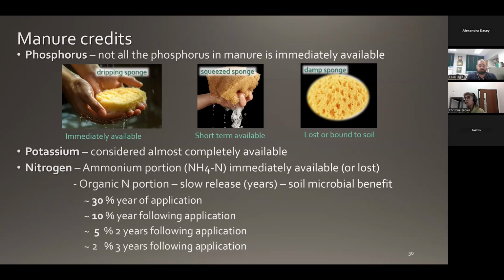The organic portion is slow release. It can be basically years that we're still going to see some of that organic nitrogen, especially in some of those solid manures like poultry manure. It provides the soil microbial benefit, and I'm going to talk about that in a few slides. So generally, the organic nitrogen portion, we assume, and again, it depends a little bit on carbon to nitrogen ratios, bedding, that kind of thing, but we assume generally 30% of that nitrogen is available in the year of application, 10% the following year, 5% the year after that, 2% the year after that. So it's decreasing over those years, but you see that benefit.